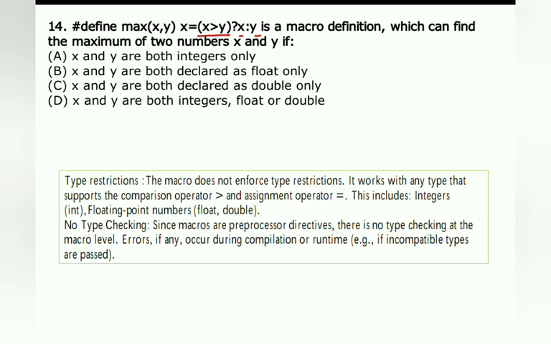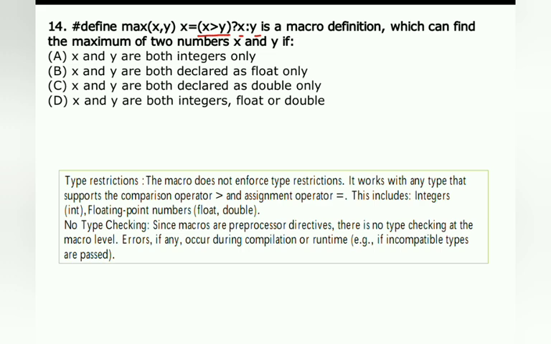So here we are using the comparison operator and assignment operator. So there is no restriction for the macro definition type. It can work on any type, so it may be integer, float, or double, and there is no type checking. Since macros are pre-processed directives, there is no type checking at the macro level. Errors, if any, occur during compilation or runtime if incompatible types are passed.